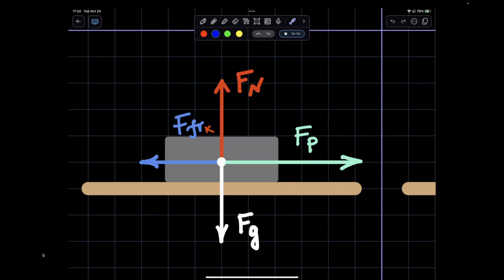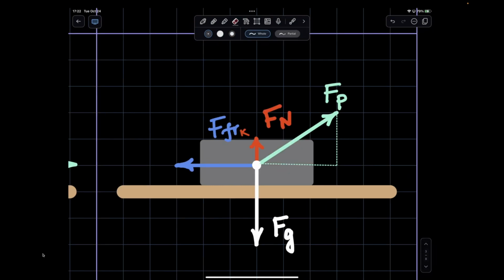So therefore, my object is definitely going to accelerate in this direction. It's no longer moving with a constant velocity because my forces are no longer balanced. Pull is outpowering kinetic friction. Boom.